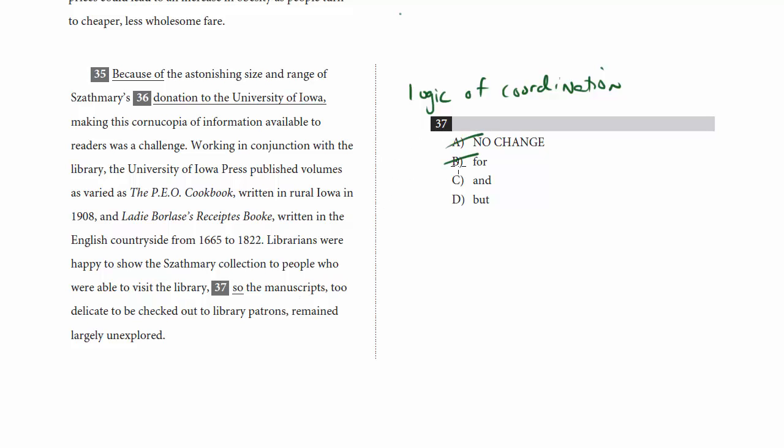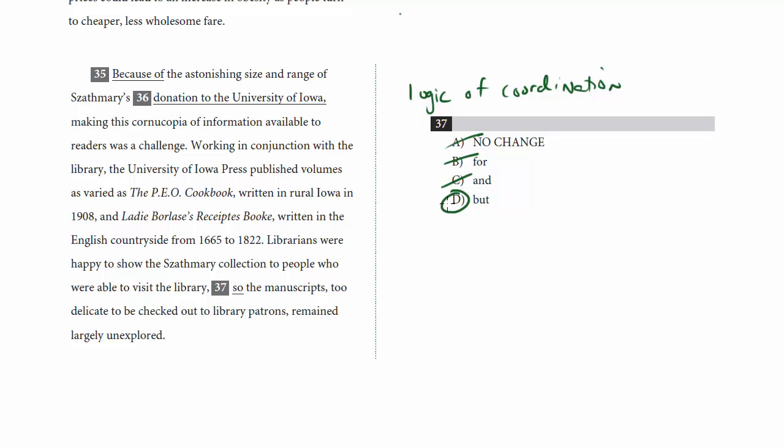Same thing with for. It shows a kind of cause and effect relationship. When you use for as a conjunction, it's showing that something happens for or because of something else. How about and? Same thing. And doesn't show exactly cause and effect, but it does show that two sentences are directly connected to one another. Right? They build on one another. And here we're looking for contrast, which we find in D with the word but.